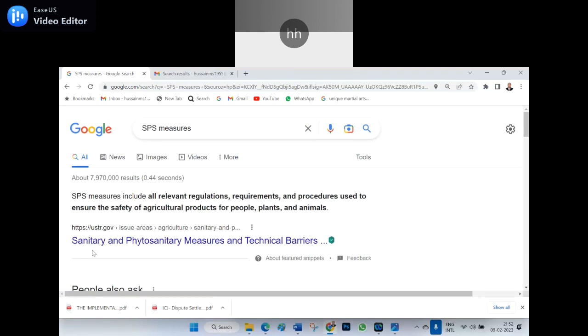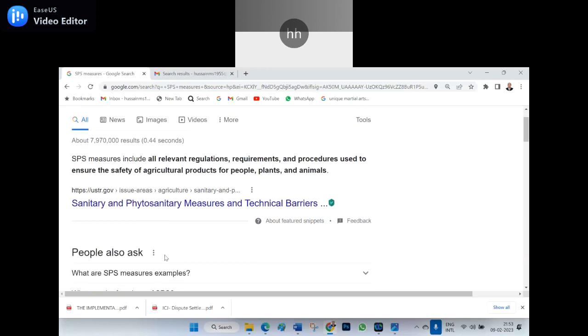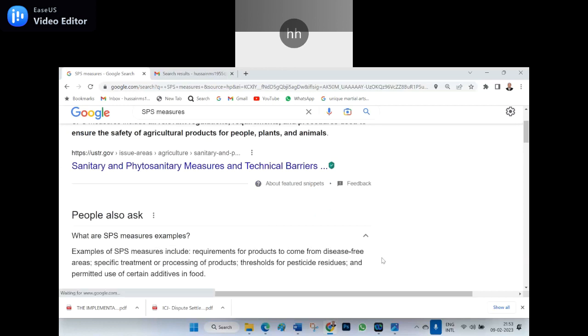See, it is given here. Sanitary and phytosanitary measures. SPS means sanitary and phytosanitary. Repeat. Sanitary and phytosanitary measures. Yes, that is SPS. Examples of the SPS measures include requirements for the products to come from disease-free areas, specific treatment or processing of product, thresholds for pesticide residues, and permitted use of certain additives in food, means free from all other sanitary and phytosanitary measures. That is the SPS measures.